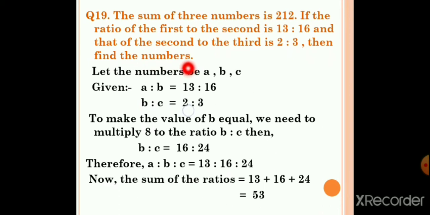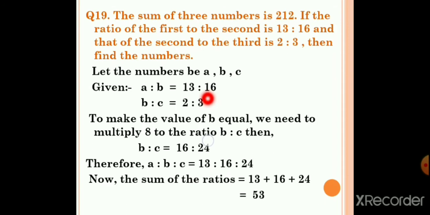So first let us assume that the numbers are A, B and C. So let the numbers be A, B, C. In the question it is given that the ratio of the first to the second, that is A is to B, is equal to 13:16 and the ratio of the second to the third, that is B is to C, is equal to 2:3. Now we can see that in both these ratios we have B common, but the value of B is not equal. So we have to make it equal.